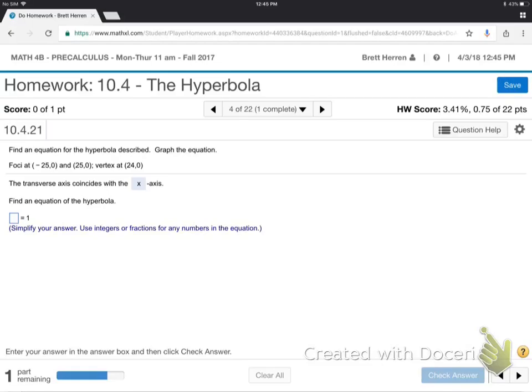Okay. So here we go. They're giving me a couple focus points and a vertex, and they're saying find the equation. So you know what we're going to do? We're going to graph it because that always helps us with the equation. So let's start with a graph.